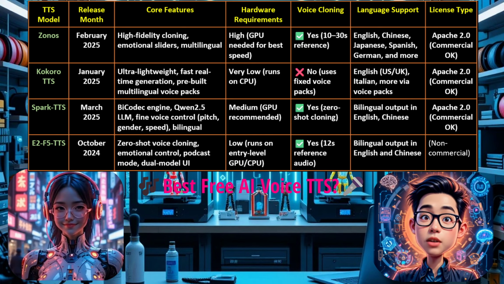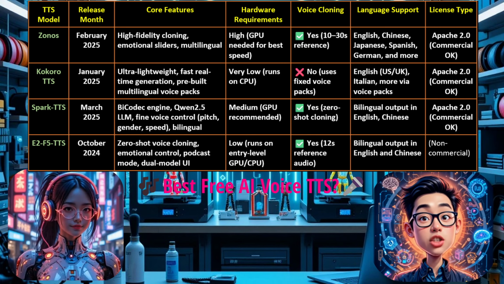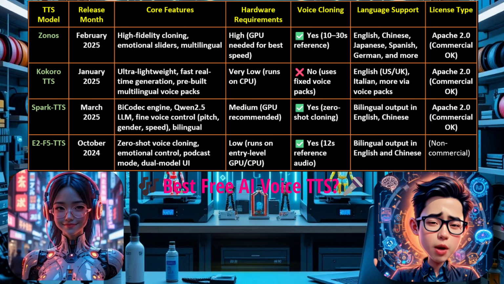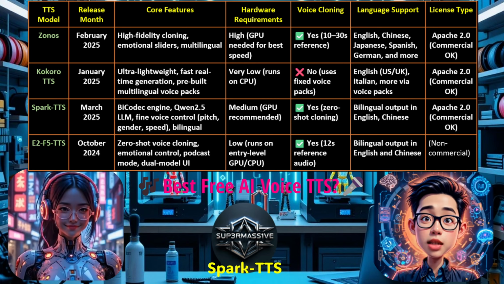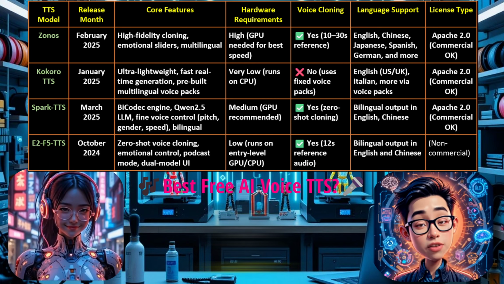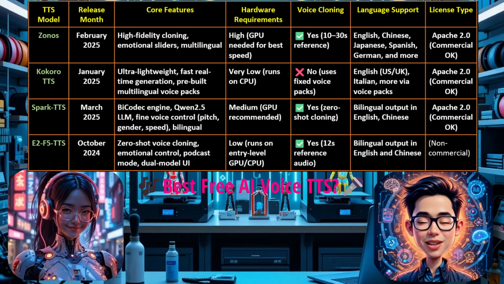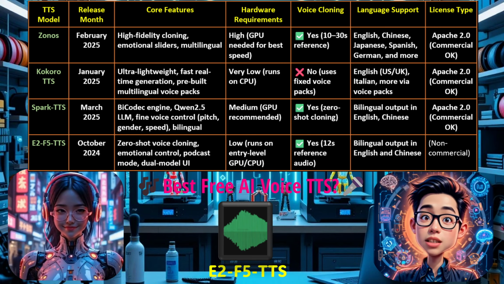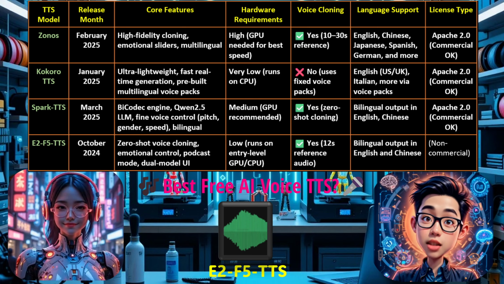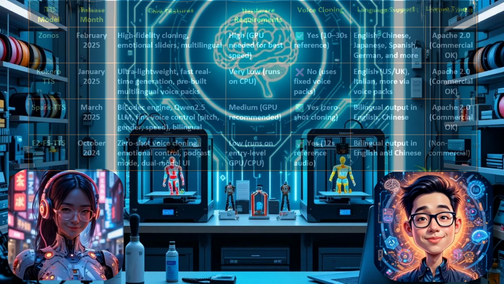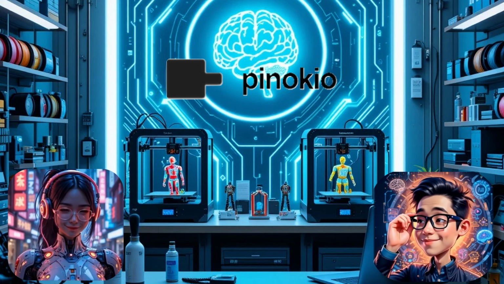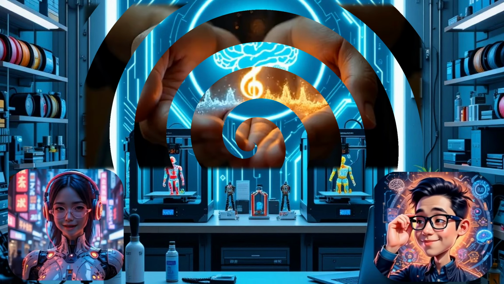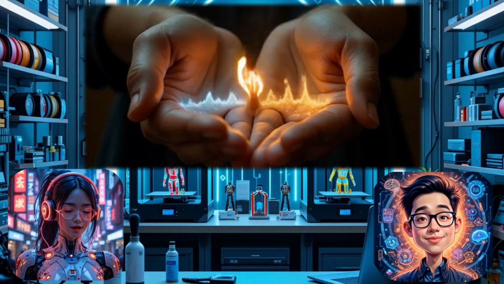For those who want fine-grained control over voice attributes like pitch, gender, and speed, especially for bilingual Chinese and English content, Spark-TTS offers a unique level of customization. It's about shaping the voice precisely. And if you're a hobbyist eager to experiment with zero-shot cloning and cutting-edge non-autoregressive models, even with a non-commercial license, E2-F5-TTS is a fascinating tool to explore. And easily managed by Pinokio is that we can try them all out. Experiment, play, and find the voice that truly brings your content to life. The future of AI voice is in our hands.